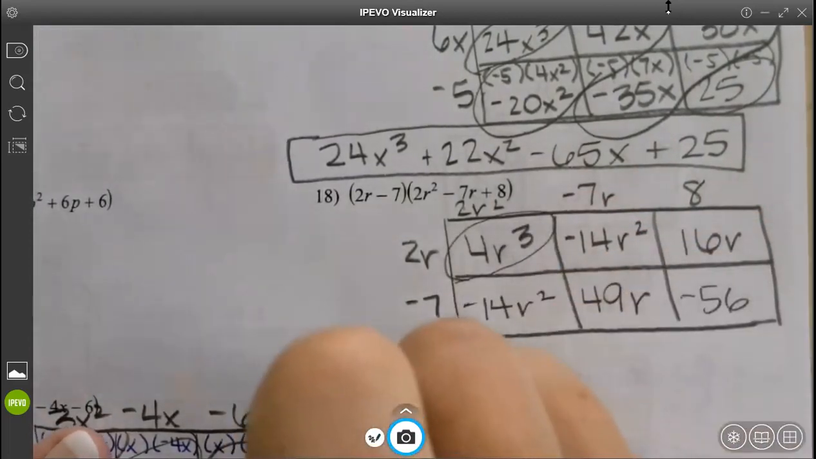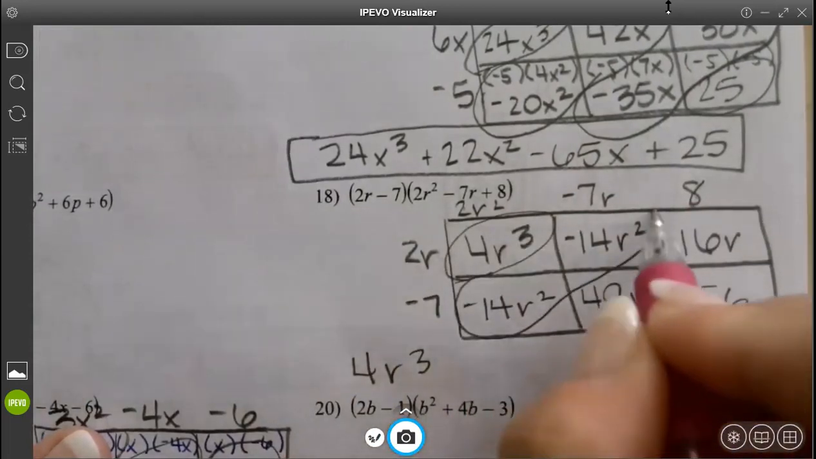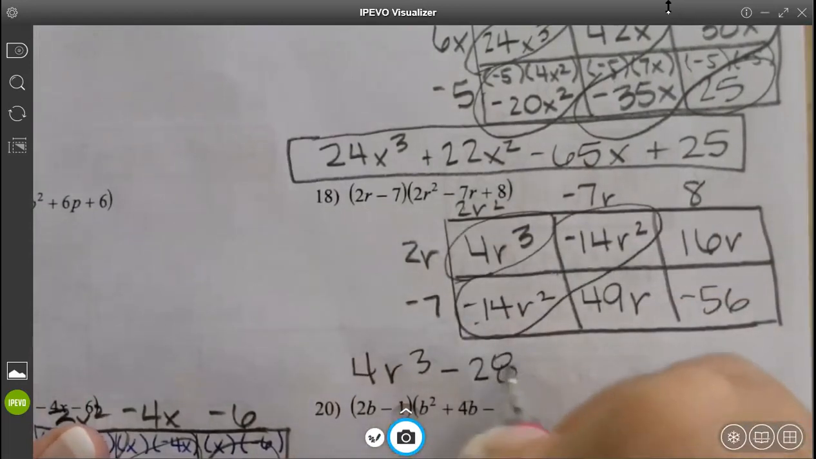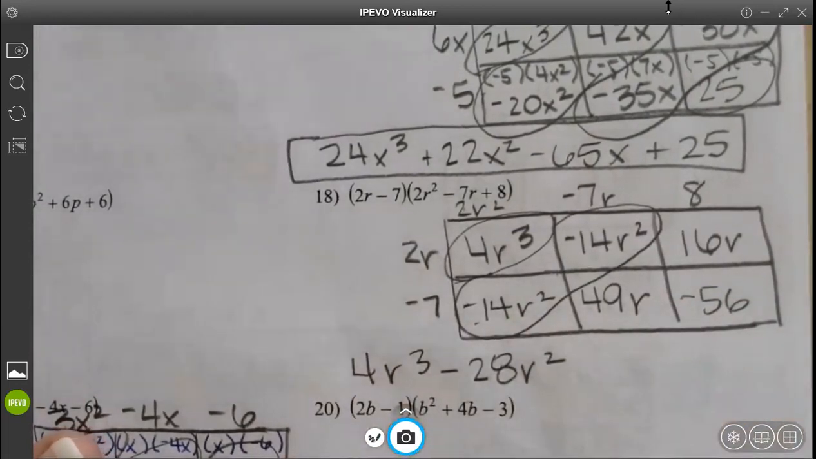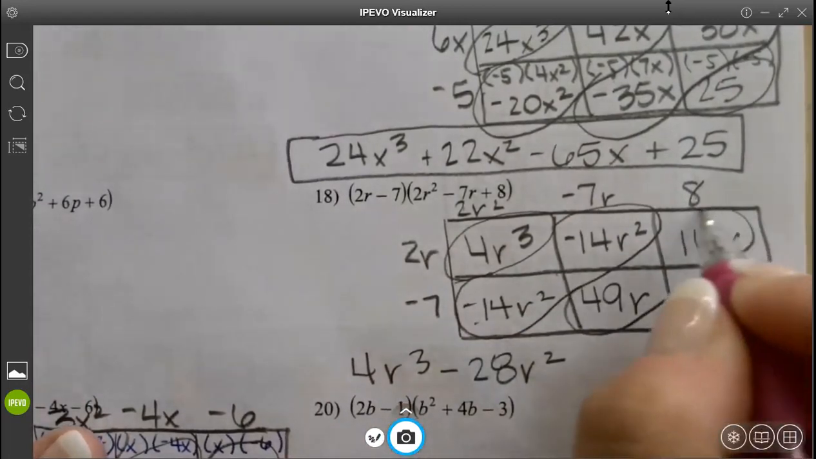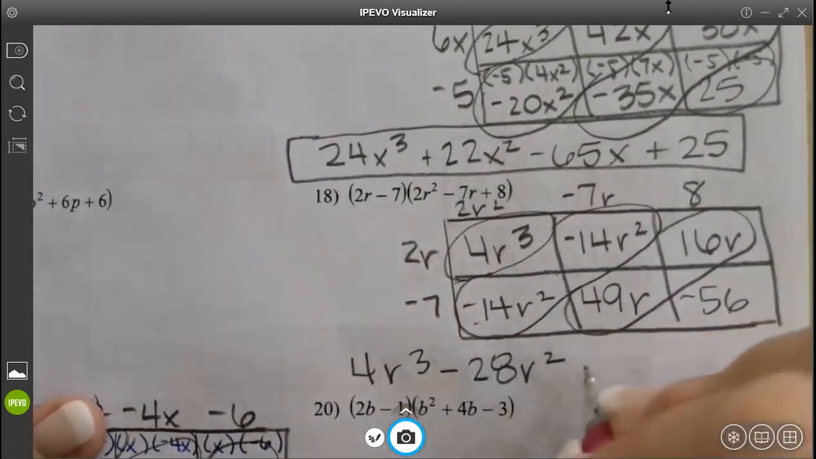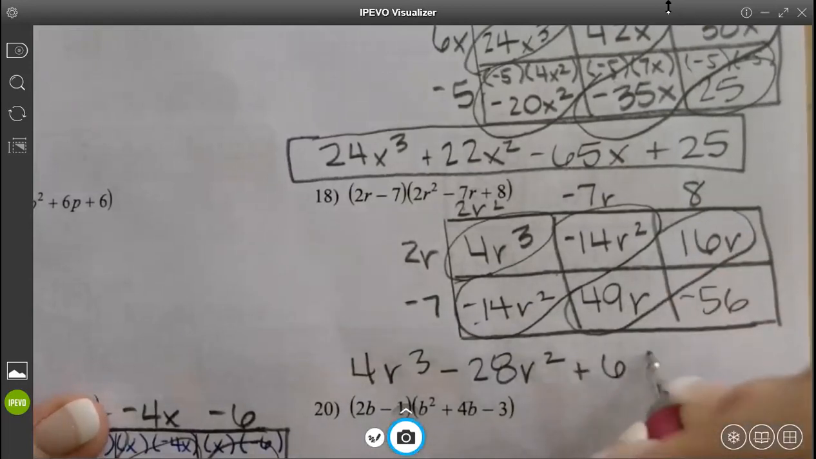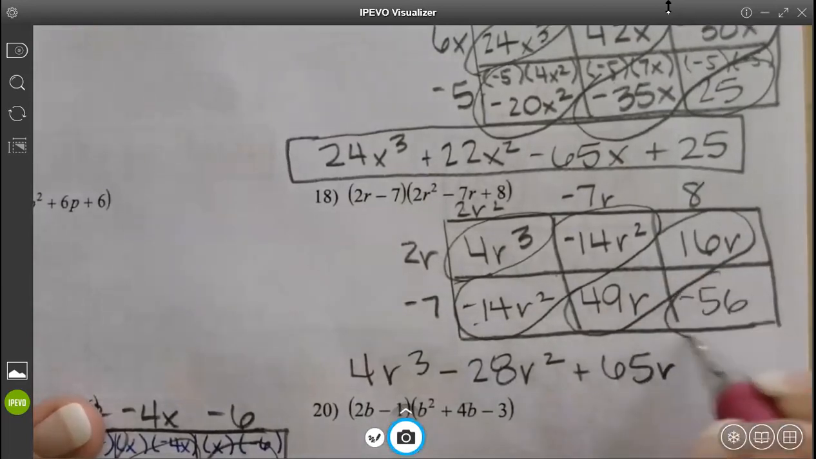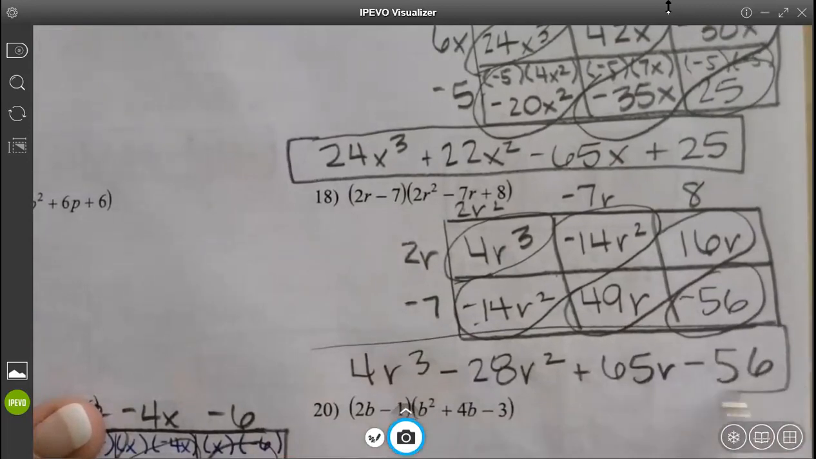First diagonal is 4R cubed. The next diagonal, -14 plus -14 is -28. 49 plus 16 is 65R. And the very last box is -56.